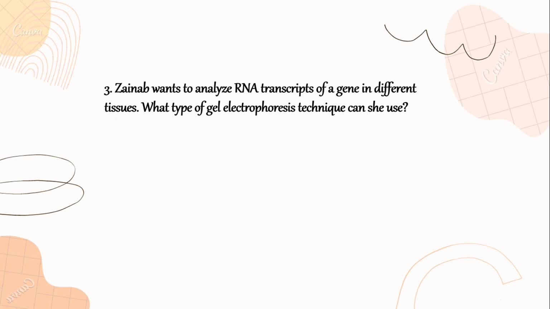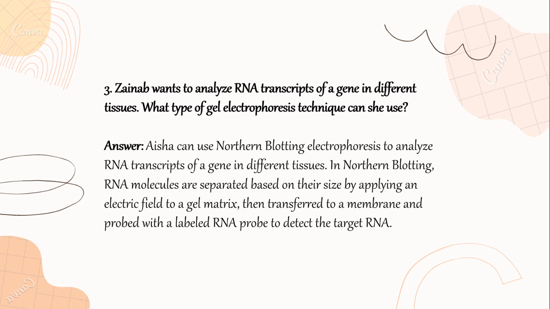Number 3. Zainab wants to analyze RNA transcripts of a gene in different tissues. What type of gel electrophoresis technique can she use? The answer to this will be: Zainab can use northern blotting to analyze RNA transcripts of a gene in different tissues. In northern blotting, RNA molecules are separated based on their size by applying an electric field to a gel matrix, then transferred to a membrane and probed with a labeled RNA probe to detect the target RNA.